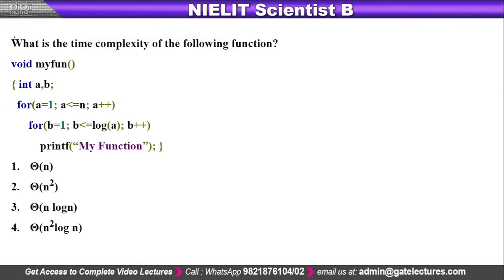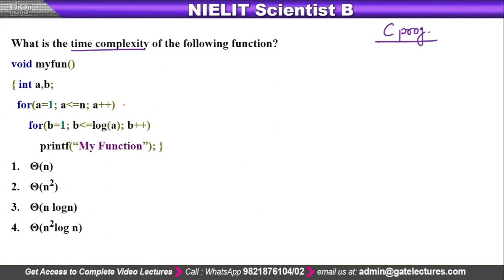Next question, very easy again. What is the time complexity of the given function? Okay, this is from your C programming. So they're asking how you will find the time complexity. They have given you a function with two parameters A and B. There are two for loops. One is a nested one. Now this is a condition: for A equal to 1, A is less than equal to N.